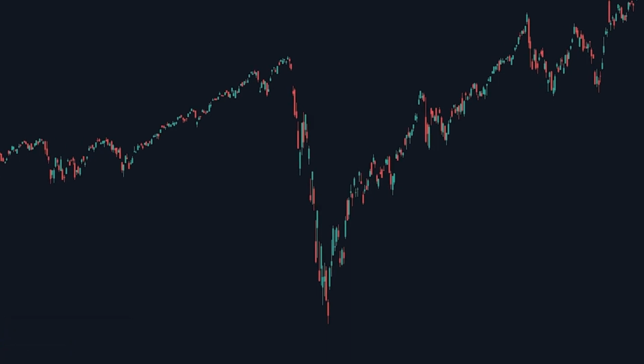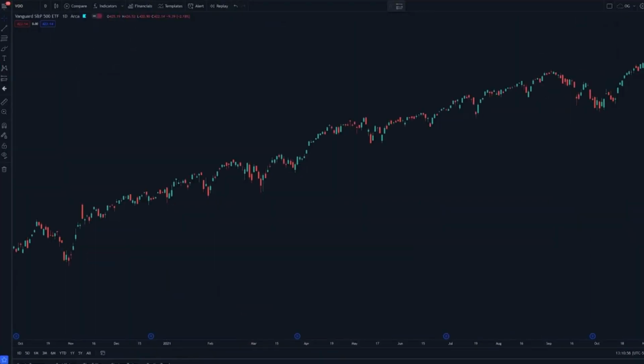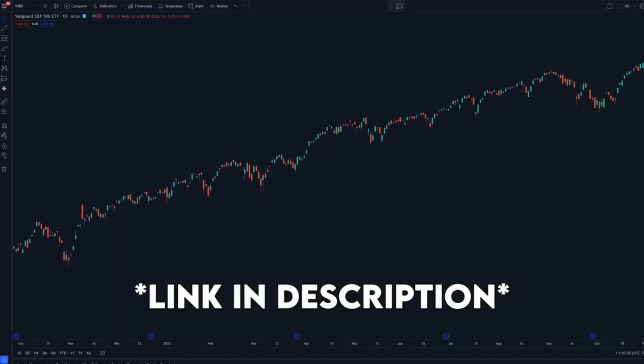Another great example of the Fibonacci's magic is the S&P 500. If we go back when Corona hit, you can see the Fibonacci tool predicted the exact bottom for the crash. Let's go over the best settings for this tool. To do that, get on TradingView. If you don't have it, I'll leave a link in the description.